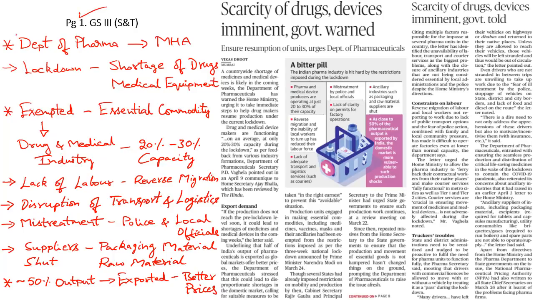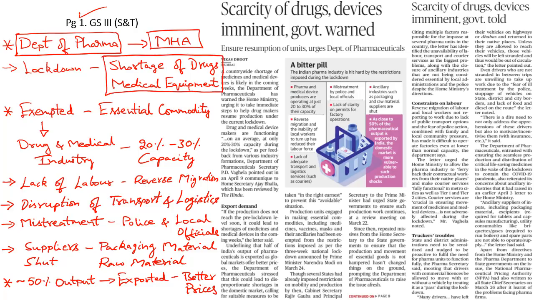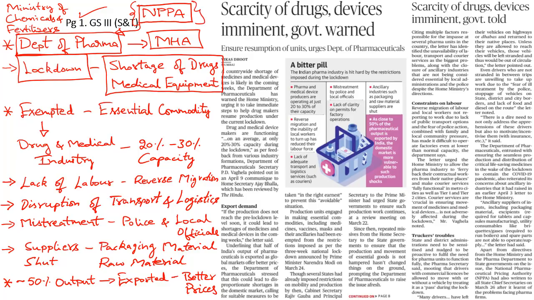Now let's take up the next article. The Department of Pharmaceuticals, which is under the Ministry of Chemicals and Fertilizers, has warned the Ministry of Home Affairs that the country could be facing an imminent shortage of drugs and medical equipment due to the lockdown. Similar concerns have been expressed by the National Pharmaceutical Pricing Authority as well, which is a regulatory agency under the Department of Pharmaceuticals that is responsible for regulating the prices of drugs.